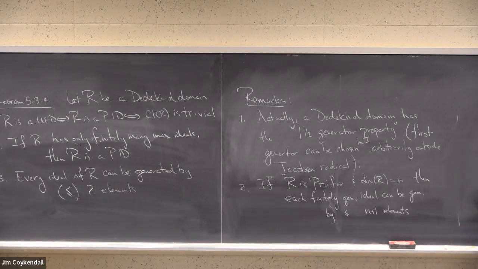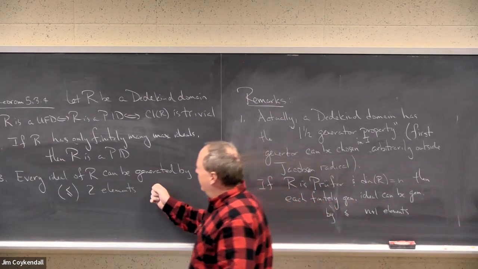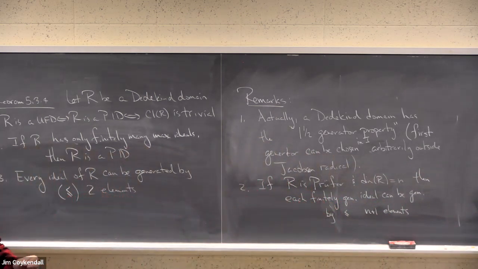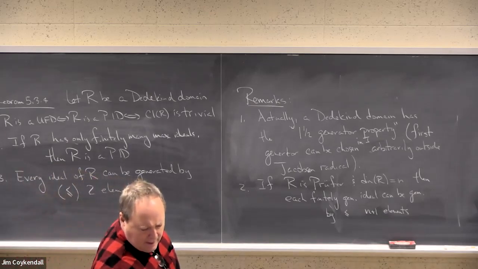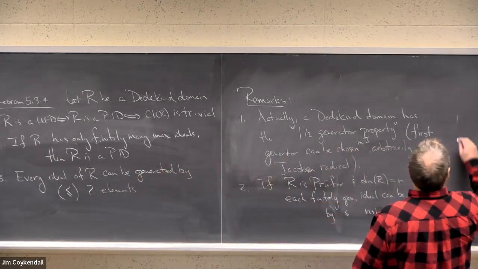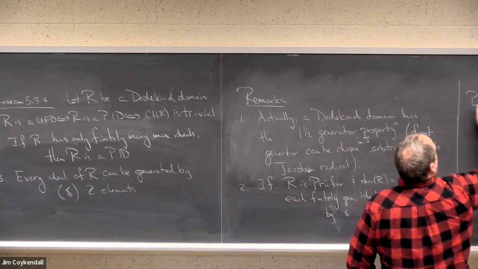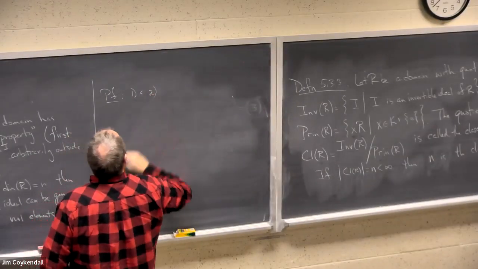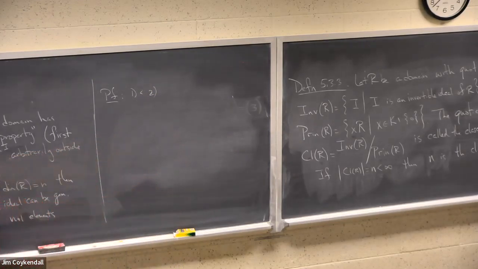So for example, let's look at what happens here with Dedekind domains. Dedekind domains are Prüfer domains, and they are one-dimensional, correct? So that means that every finitely generated ideal of R can be generated by less than or equal to two elements, but every ideal is finitely generated, so all ideals can be generated by less than or equal to two elements. Okay, I'm going to leave three as an exercise. Let me look at one and two.